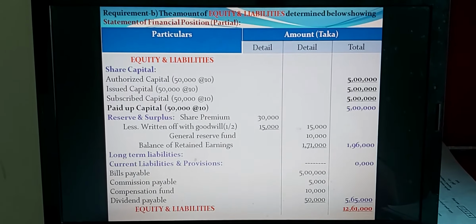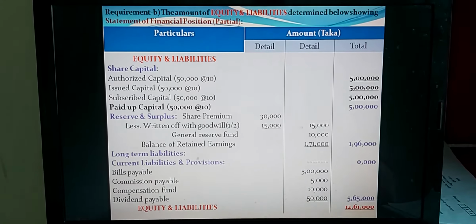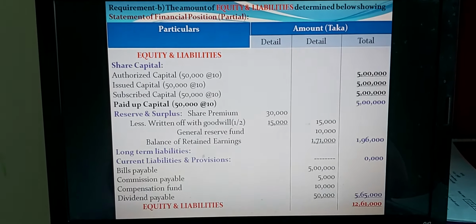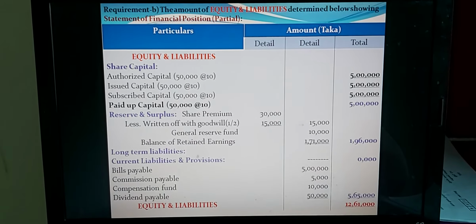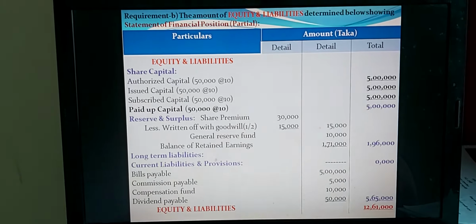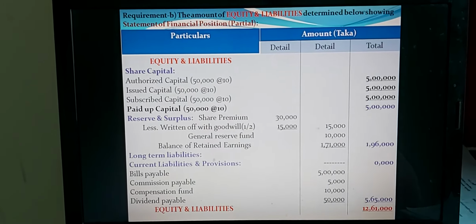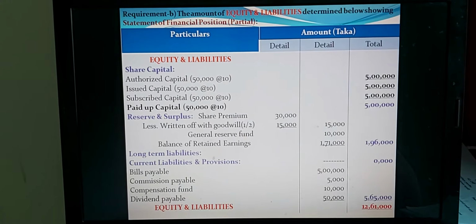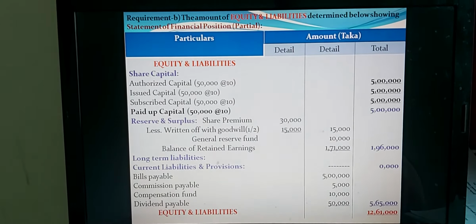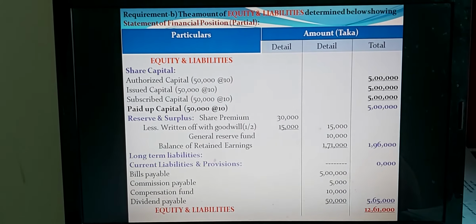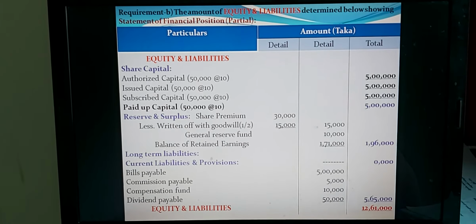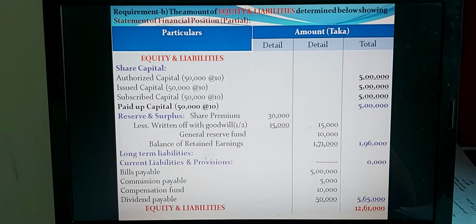Requirement B, the amount of equity and liabilities determined below showing statement of financial position, that is partial. So you can start in the same format. Requirement B, equity and liabilities. Totally 4 heads are available in equity and liability side. First head, share capital. Totally 4 capitals are available under this act, that is 1994 Company Act, Schedule 11.